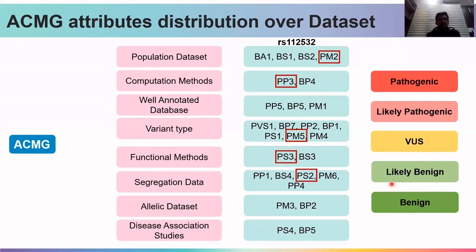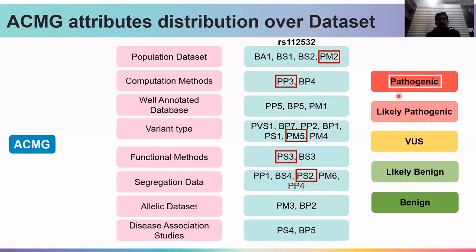So let's take an example of one of the variants. For example, here, for RSID 112532, there are 5 attributes, which satisfy 5 of the evidence. For the population data set, it satisfies PM2. For computational methods, it satisfies PP3. For variant type, it satisfies PM5, and so on. If we combine all these parameters, or attributes, and put them in the ACMG scoring system, it will provide what type of variant this has been classified as. On combining all these 5 attributes, it tells us this variant is a pathogenic variant.